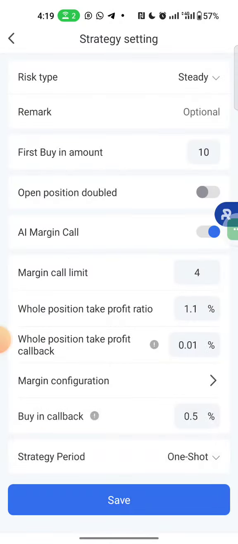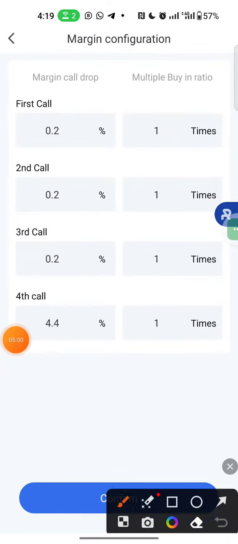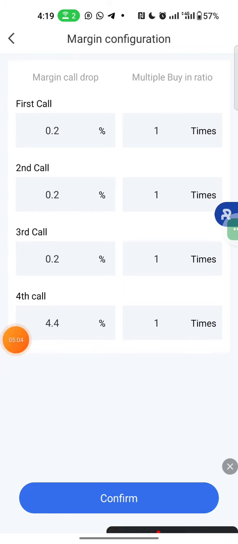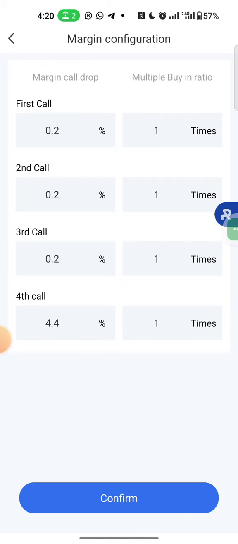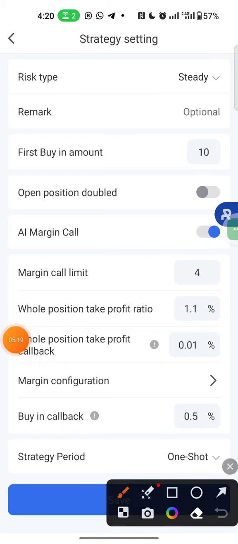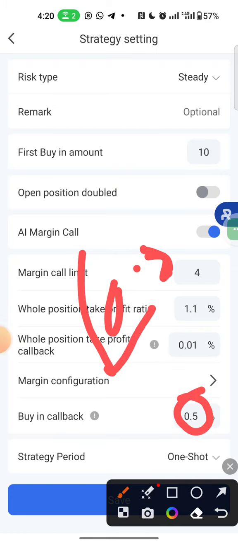Now because our first buy-in amount here on the margin call is 0.2, the robot may not allow us to save, because this means that if the market drops by 0.2, the robot should buy one time. But remember, the robot doesn't buy when the market drops by 0.2. It usually waits for the market to rise by the buy-in callback. So the buy-in callback means if the market drops by 0.2 and tries to go up by this, then the robot will buy one time.